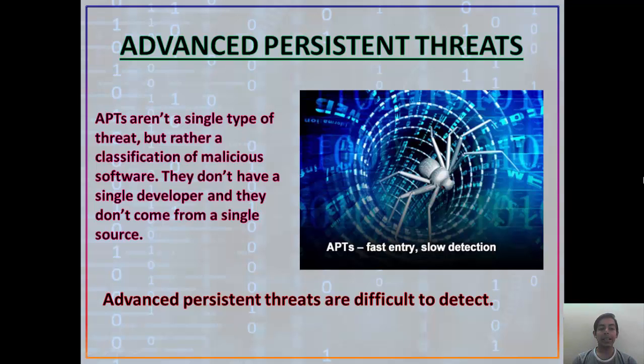APT attacks don't have a single developer, meaning that the motive or the hacker or the entity behind the attack is not just a single person, but a group of persons. So APT attacks are not carried out by a single or specific person, and they don't come from a single source. Advanced persistent threats are difficult to detect. As you can see in this image, APTs are fast entry and slow detection. That means that using an advanced persistent threat, it is very easy to compromise the system, but to detect whether an APT attack has occurred in the system is very, very difficult.